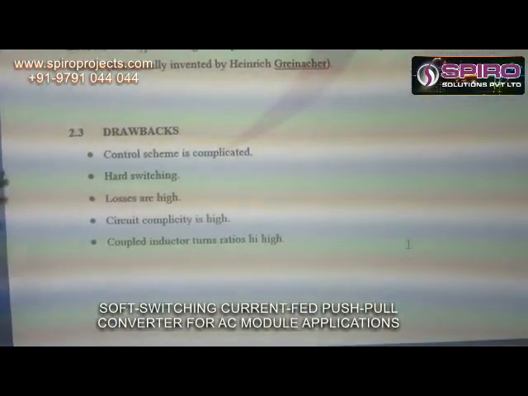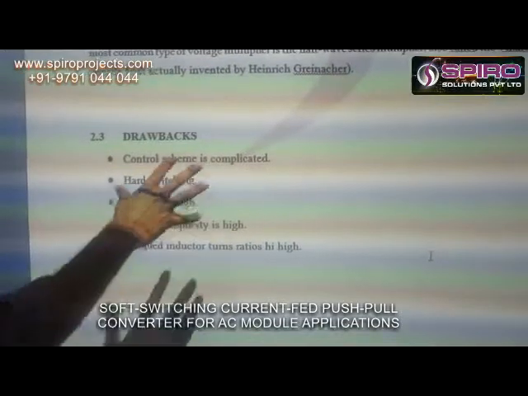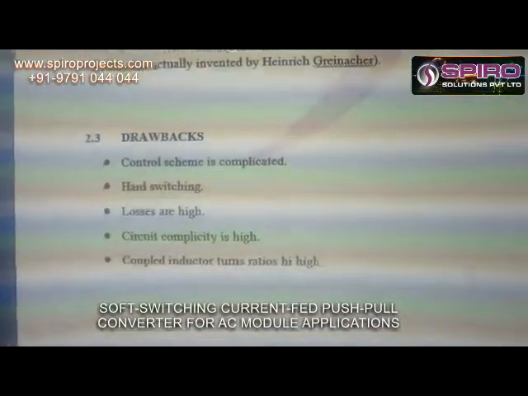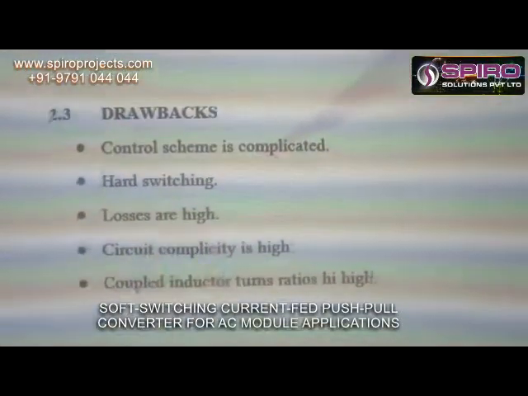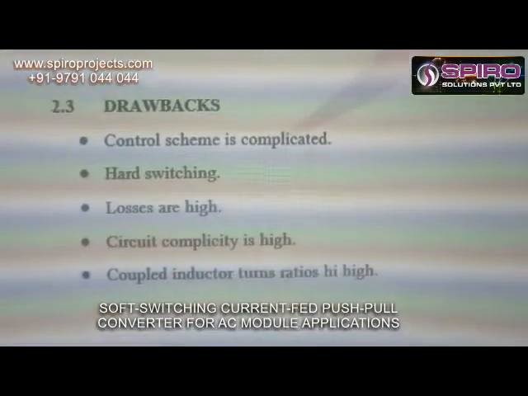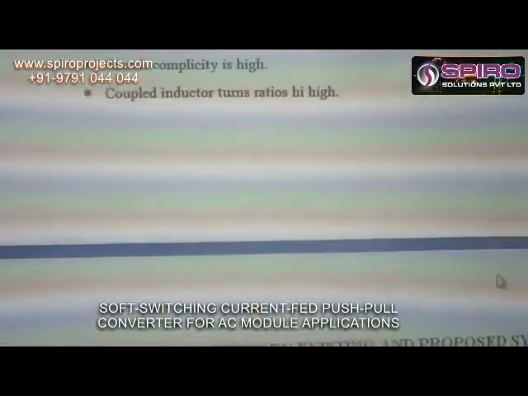faults. The drawbacks of the existing system are that the control scheme is complicated and it is hard switching, losses are high, circuit complexity is high, and the coupled inductor turns ratio is also high.